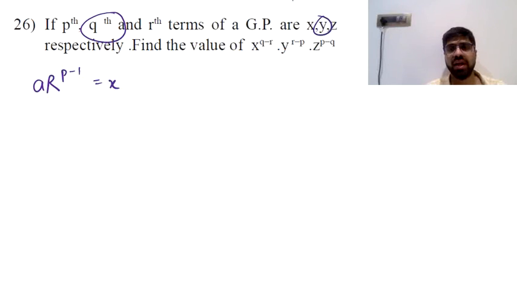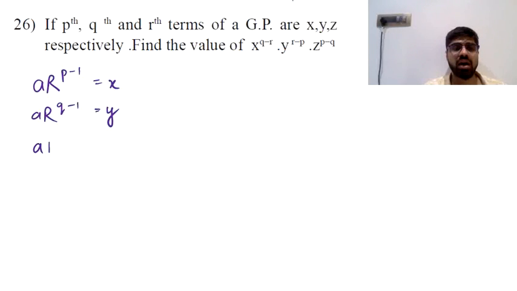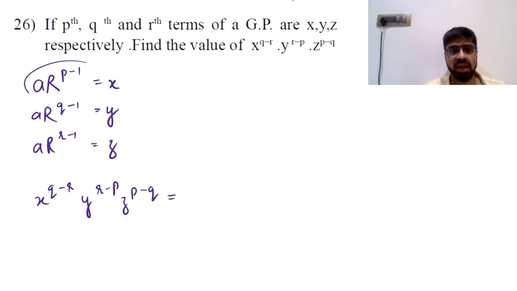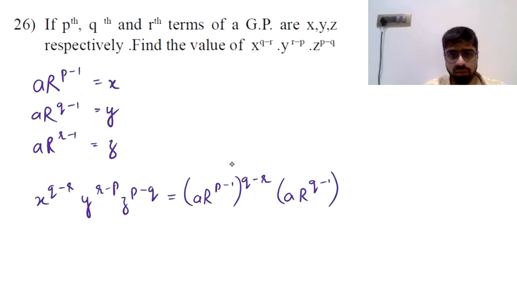The qth term is y. So we can say that a R power q minus 1 will be equal to y. Similarly, a R power r minus 1 is equal to z. They are asking us x power q minus r into y power r minus p into z power p minus q. So this will be x, which is a R power p minus 1. So we have a R power p minus 1 the whole into the whole power q minus r. Y, which is a R power q minus 1 the whole power r minus p, and then it is a R power r minus 1 the whole power p minus q.